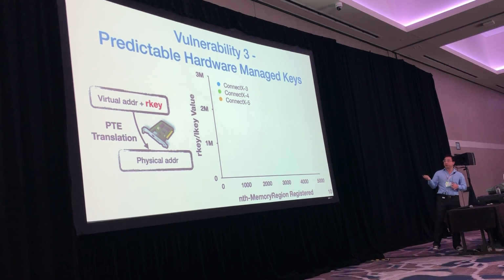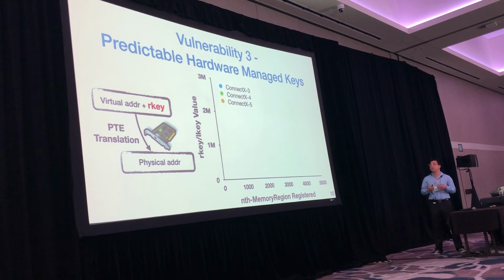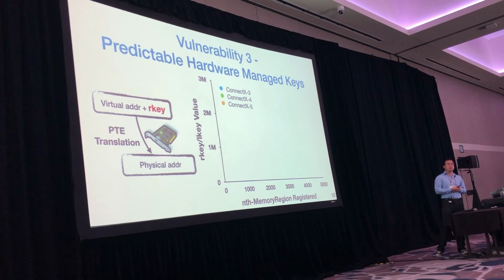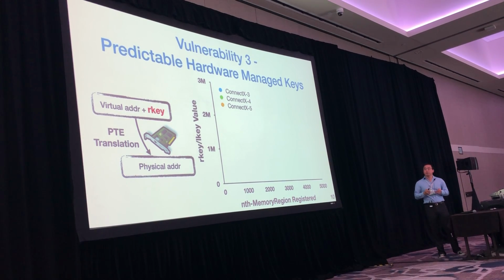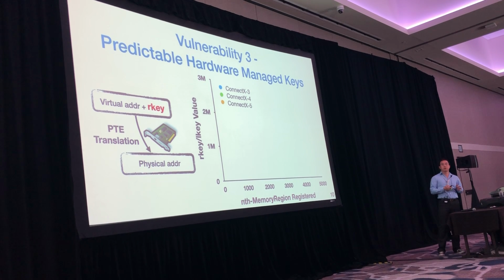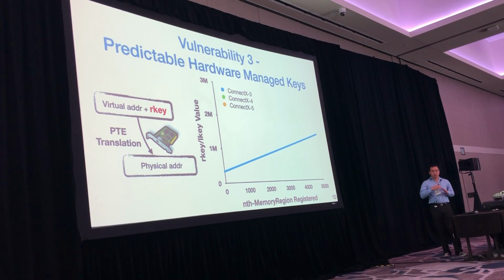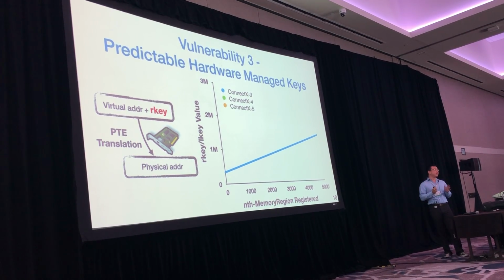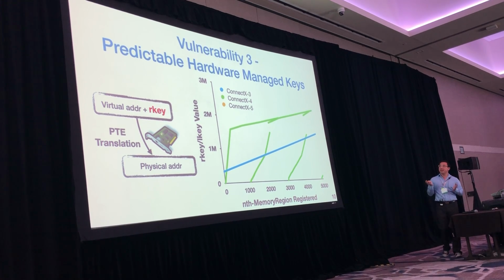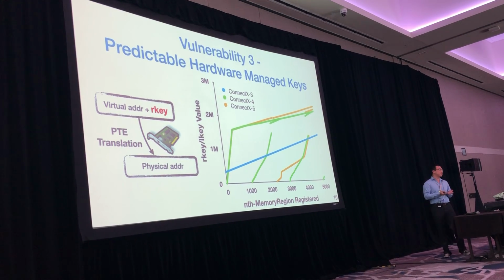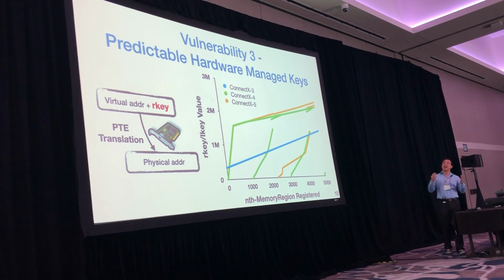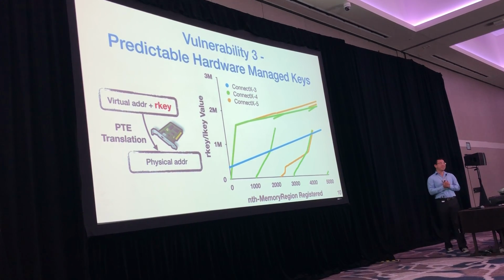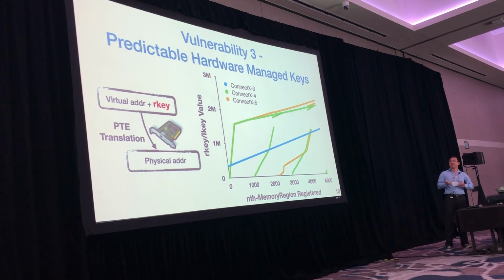You can see these figures. The x-axis is the nth memory region registered, and the y-axis is the R key and L key values. We found that in the first 5,000 registrations, the keys are purely sequentially increasing. CX3, CX4, and CX5 all follow similar patterns. Therefore, the attacker can easily guess the R key and L key values. So this is the third vulnerability.